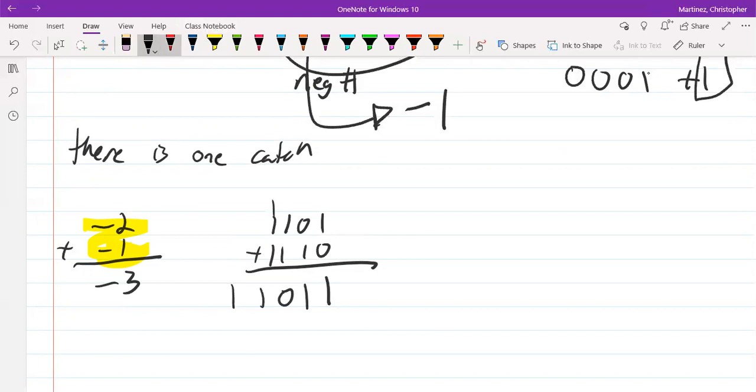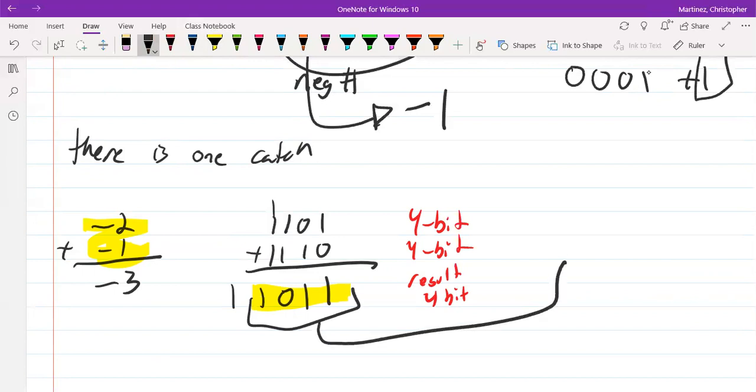All right, I had 4 bits to start off with, so my answer needs to be 4 bits. We have 4 bits, 4 bits, and we need the result to also be 4 bits. Now, if we just take this number as itself and forget about the carry, I get 1, 0, 1, 1. Let's figure out what number this is. So let's do 1's complement: 0, 0, 1, 0. If we look at the weights, 1, 2, 4, this is a 4. So this is telling us we have negative 4.